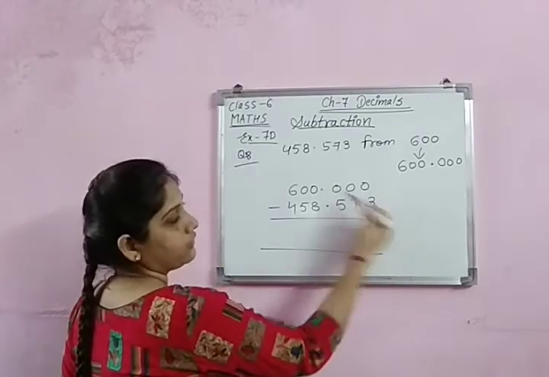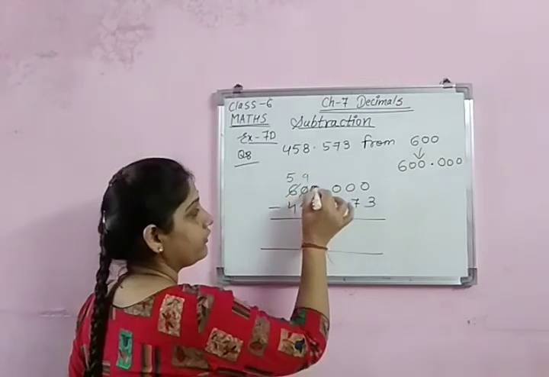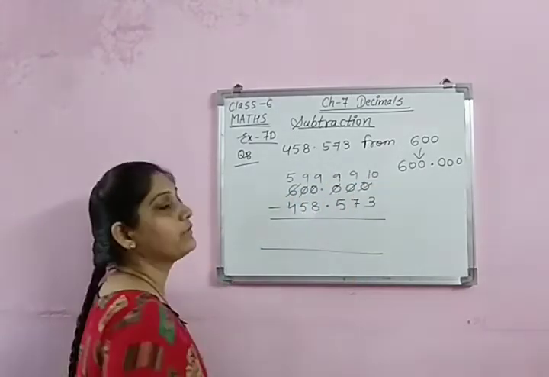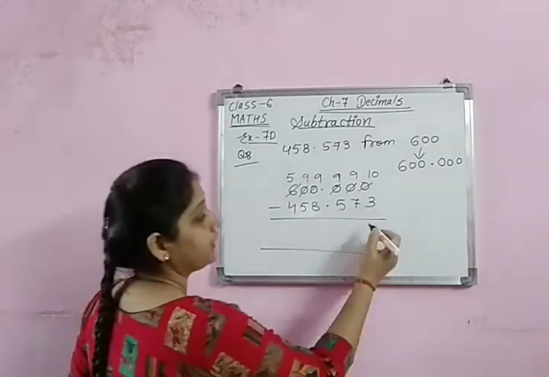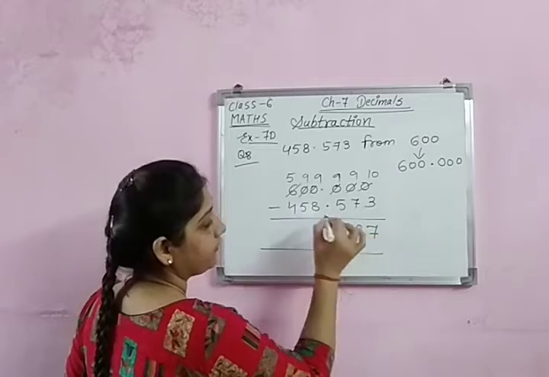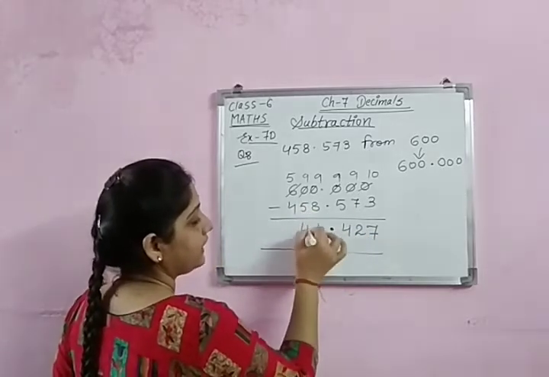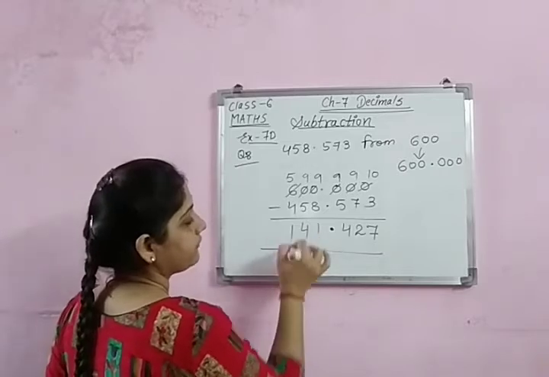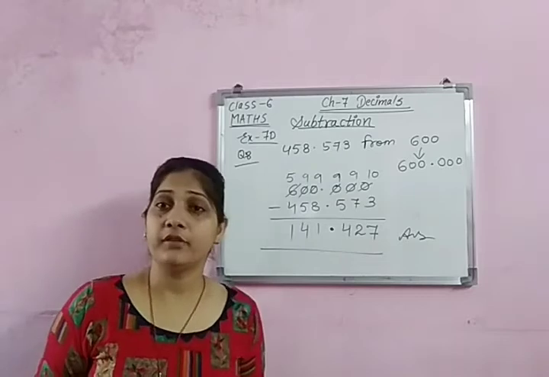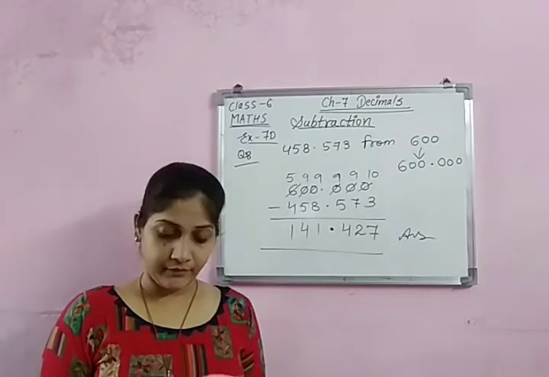Now let's subtract it. Out of 0 we cannot subtract, so we have to take borrow from here. It will be 5, all will become 9. You know this concept how. And the last one will become 10. Now 10 minus 3 is 7. 9 minus 7 is 2. 9 minus 5 is 4. There is a point at the bottom. 9 minus 8 is 1. 9 minus 5 is 4. And 5 minus 4 is 1. So the correct answer is 141.427. I hope simple subtraction is clear to everyone.